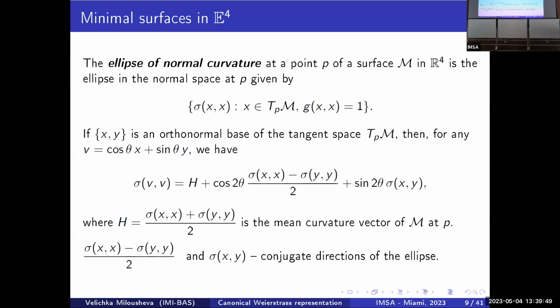The minimal Wintgen ideal surfaces are also characterized by a circular ellipse of normal curvature. So here I recall the notion. The ellipse of normal curvature at a given point is the ellipse in the normal space, which is defined here, sigma of xx. Here sigma is the second fundamental tensor.